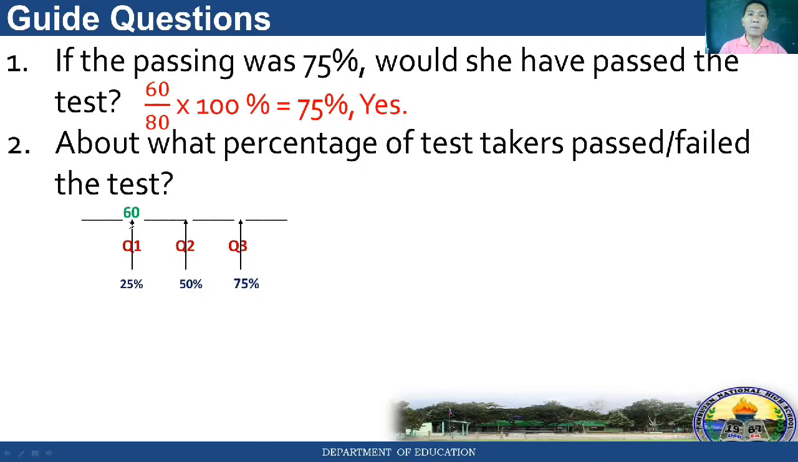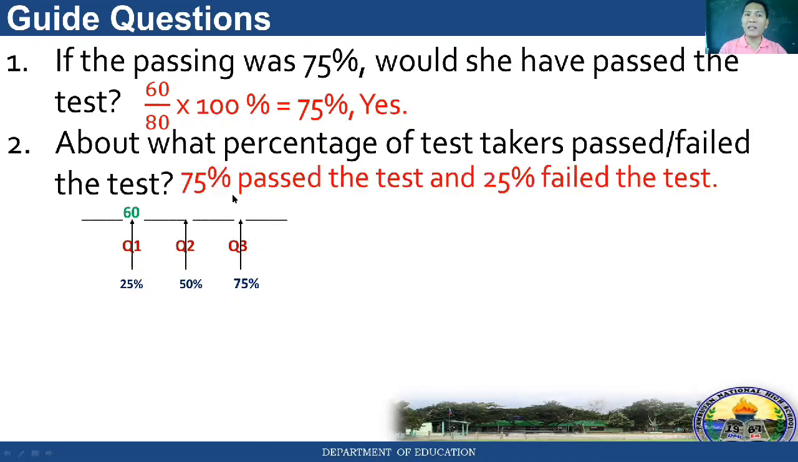The 25% below, those are the ones who did not pass. And the 60 above, those are the ones who passed. So therefore, how many percent of the test takers passed? From here going to the right, that is 75%. So 75% passed the test, and then how many percent failed the test?